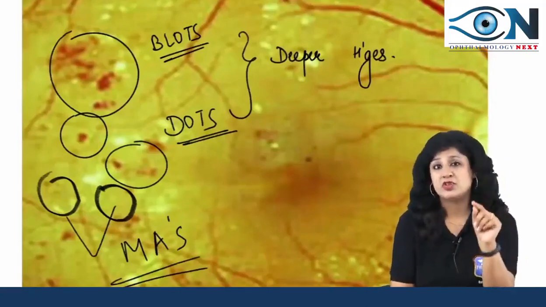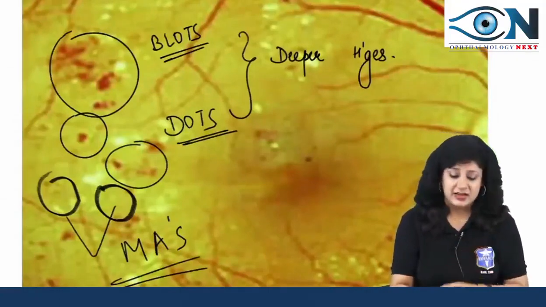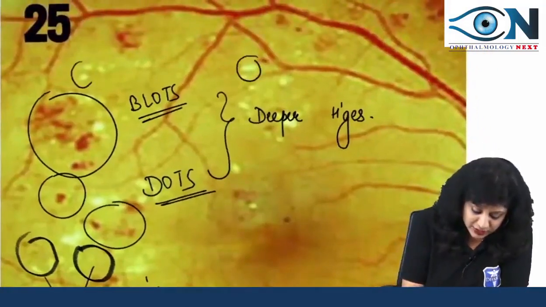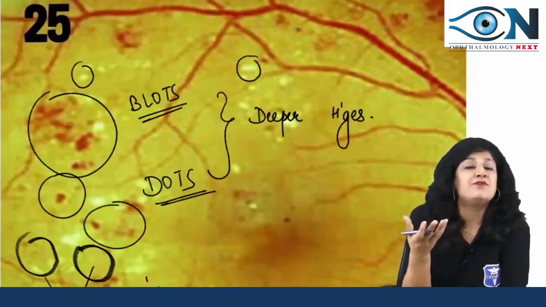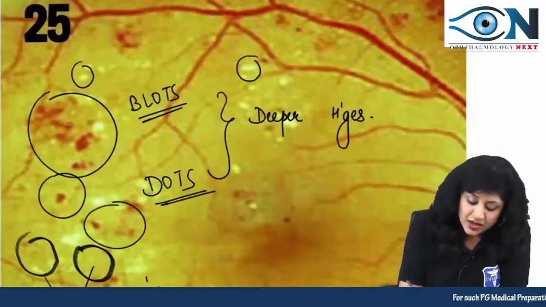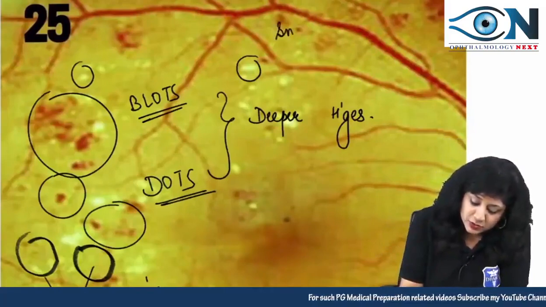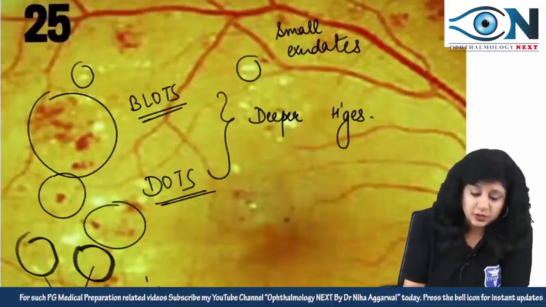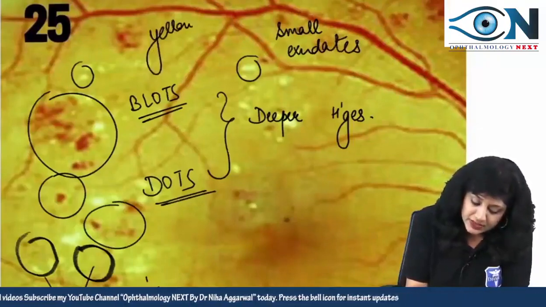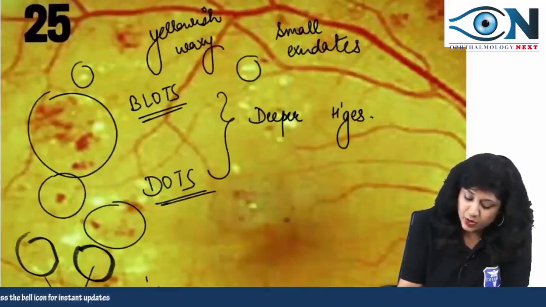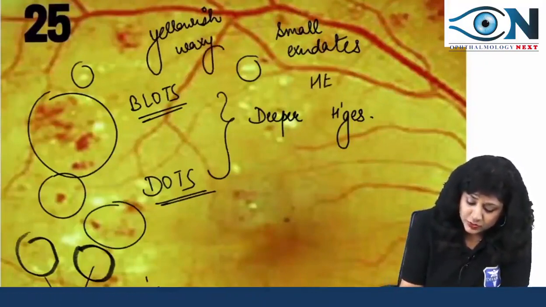The earliest feature is a microaneurysm, and then a very, very important thing is these exudates. Can you see these exudates? They are not the large and fluffy exudates that we were getting in cases of hypertension retinopathy. These are the small exudates, yellowish in color. They are waxy. These are called hard exudates.